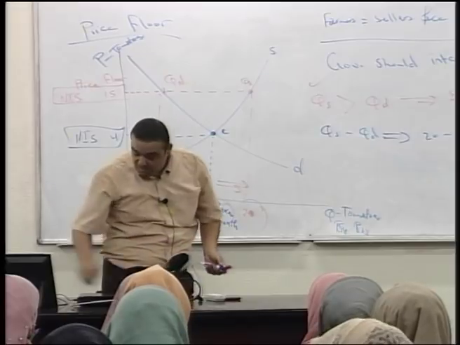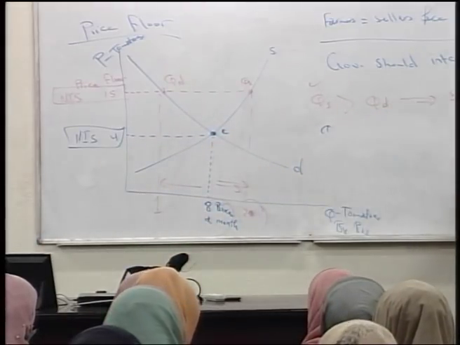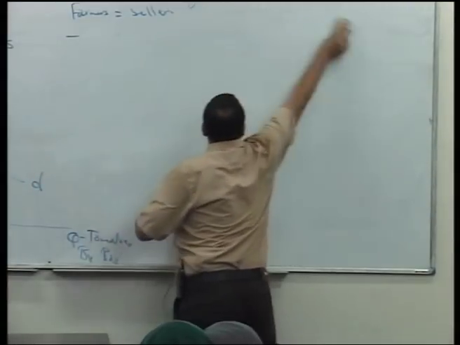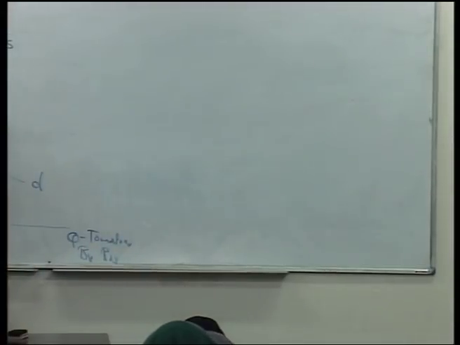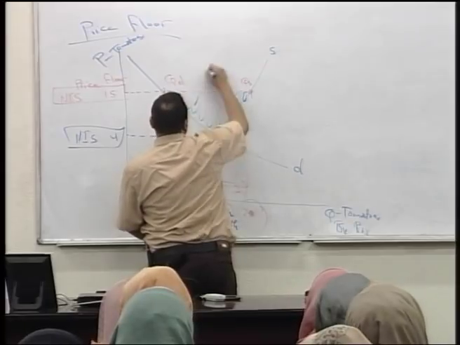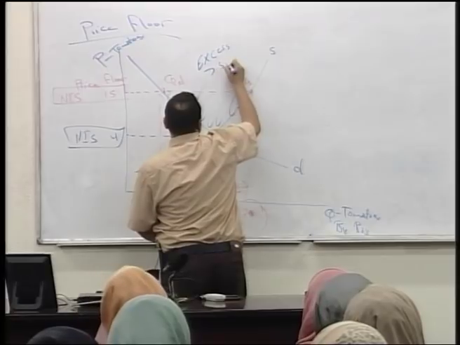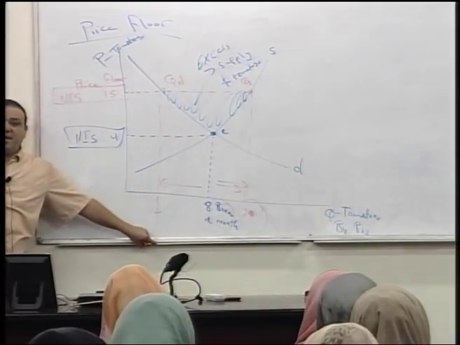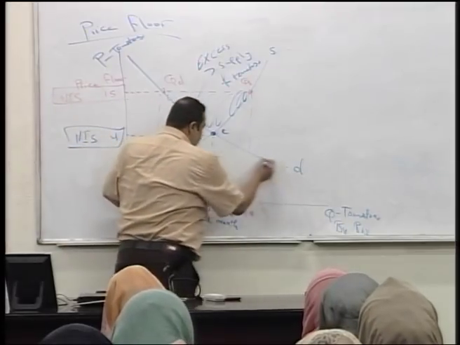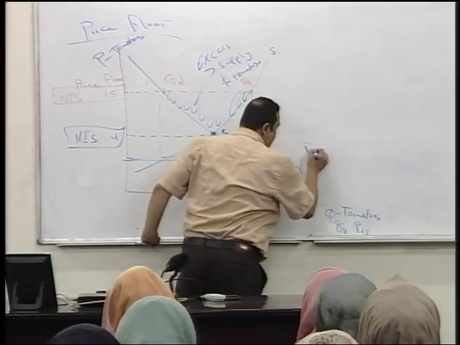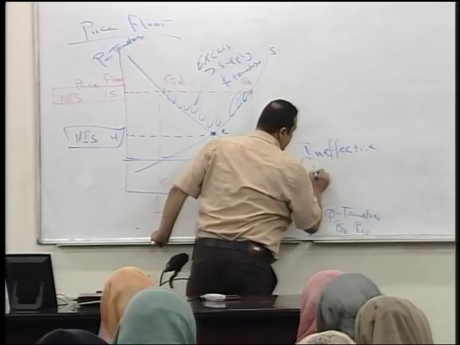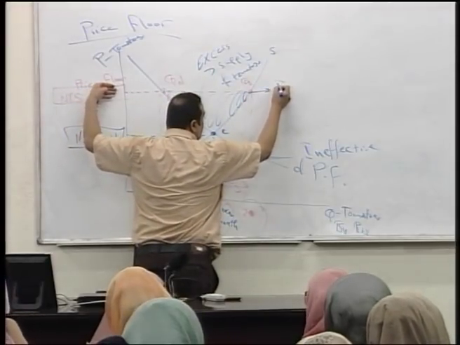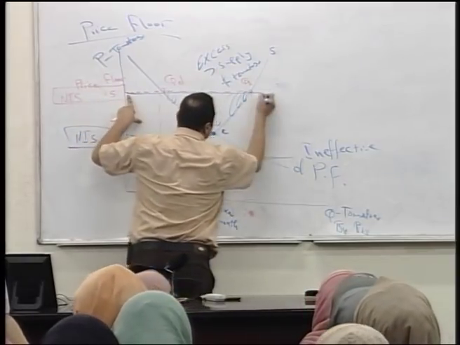So, what should the government do to solve the price floor problems here? This area is called excess supply of tomatoes. If the price floor was below the equilibrium, is it effective? No, it's ineffective. Above, it is the effective price floor.